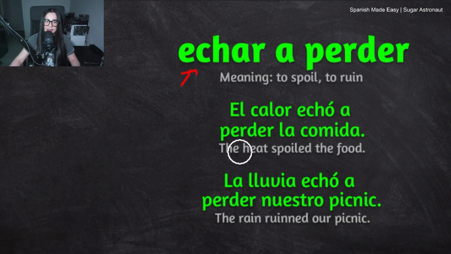So that sucks, but it happens. Now you know that echar a perder means to spoil or also to ruin. Spoiling food, for example, we're talking about food, we're talking about things that you were going to do, but you can't because something unexpected happened.